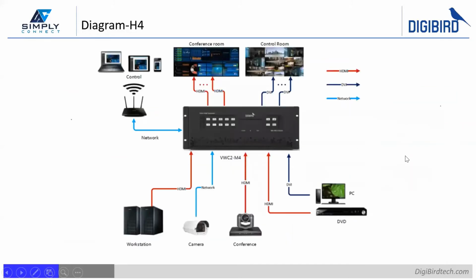This is an example of the connection diagram. Similar to the fixed port one, this is a video wall processor. You can have multiple different types of interface going in: HDMI, DVI, or even IP stream in. Then you can connect to a Wi-Fi router and use a PC, mobile phone, or iPad to control. You can control multiple video walls, of different interfaces as well.